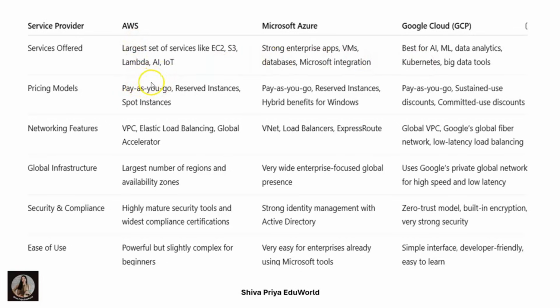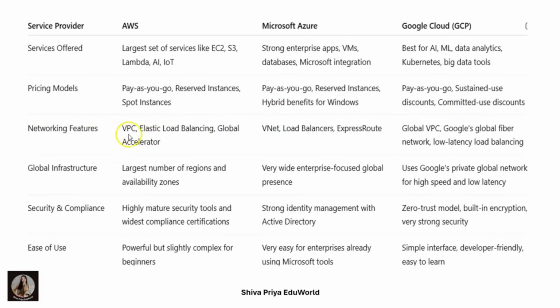And here the pricing models are pay as you use only. However much you use, you have to pay for only that, plus reserved instances and spot instances. For Azure, also pay as you use only, with reserved instances and hybrid benefits for Windows. For Google Cloud, it is also the same, pay as you use, and sustained use discounts and committed use discounts are there.